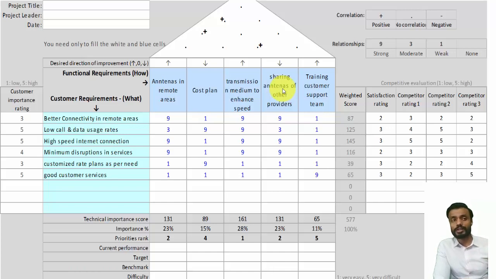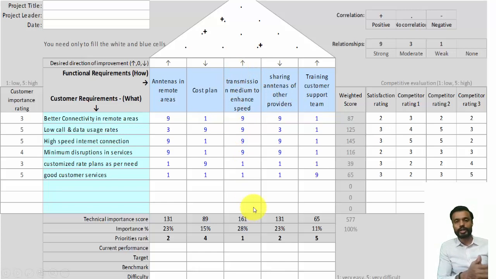Now, why do we discuss this conflict of interest and increasing or decreasing it? So guys, if I'm working on the transmission medium to enhance speed, and this is correlated with sharing of antennas of other service providers, then working on priority 1 would also help in terms of working on priority 2.